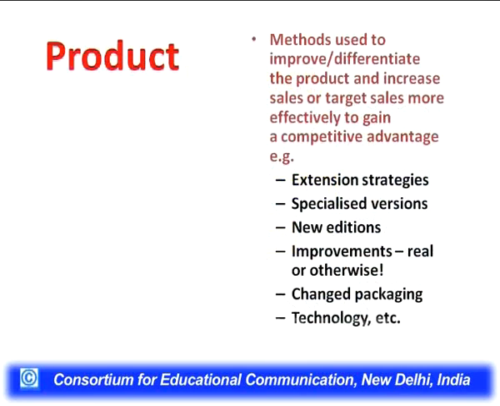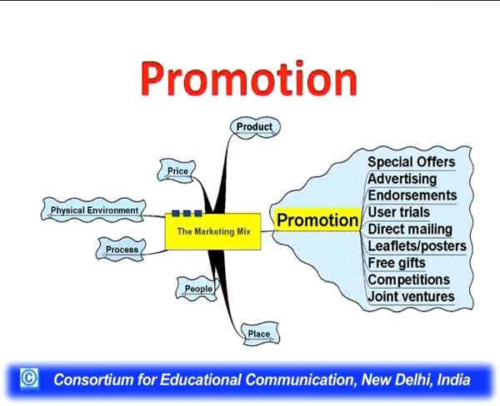These are methods used to improve and differentiate the product and increase sales, or target sales more effectively, to gain a competitive advantage. That is, extension strategies, specialized versions, new additions, improvements, real or otherwise, changed packaging and technology changes. These will improve the product, and we have to consider all these things while taking a decision on the product itself.